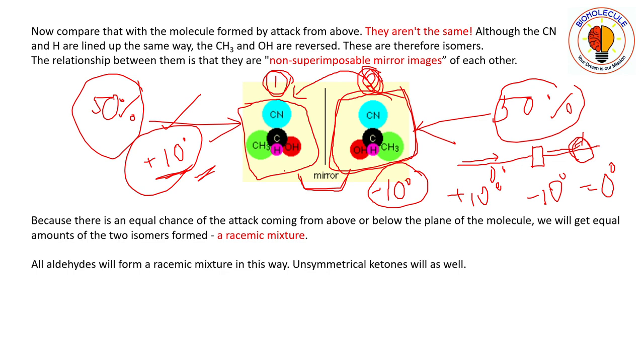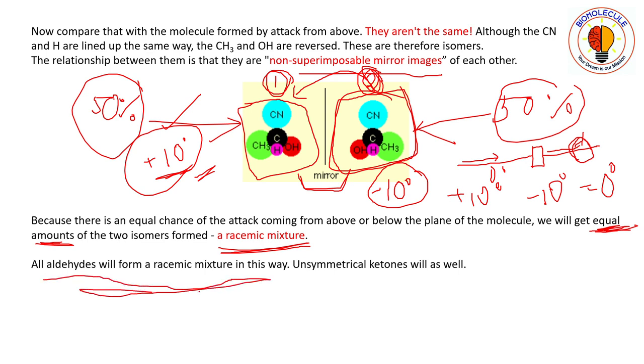This type of mixture is termed a racemic mixture, where both non-superimposable mirror images are present in equal amounts. In equal amounts, this is mandatory. They should be in equal amounts, meaning 50-50%. So a 50-50 mixture of non-superimposable mirror images is known as a racemic mixture. All aldehydes will form a racemic mixture in this way.